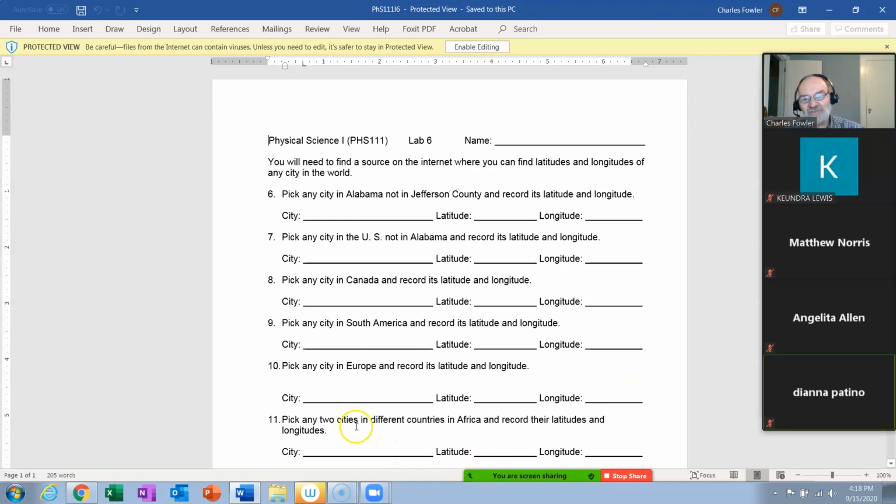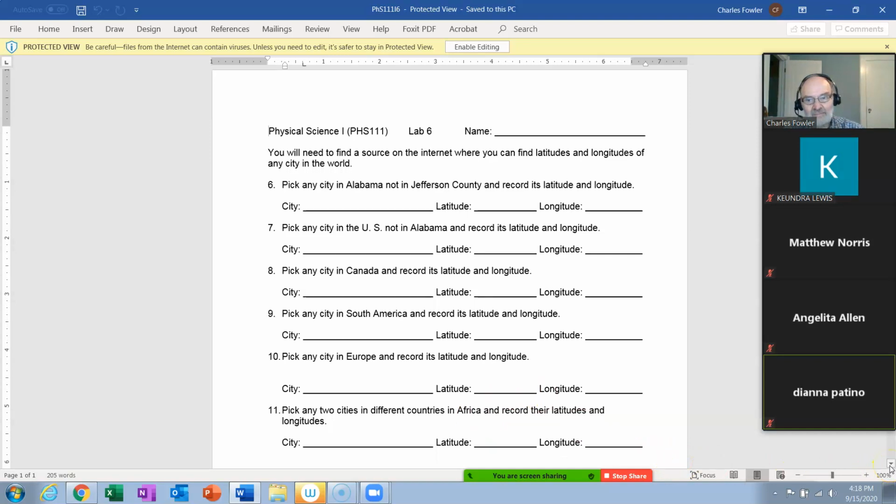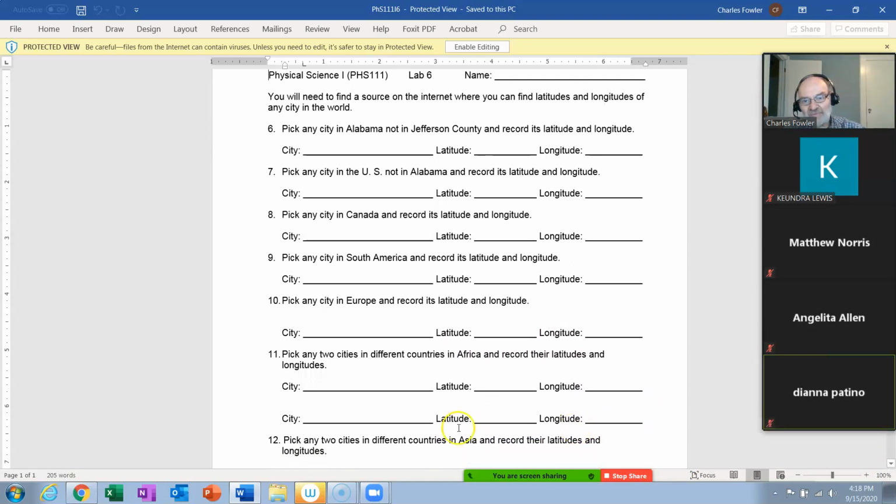Pick any two different cities in different countries. Pick any two cities in different countries in Africa and record their latitude and longitude, okay? So again, you put the city down and the country. City, comma, country. City, comma, country. Make sure these are different countries. They'll certainly be different cities. And then latitude and longitude.